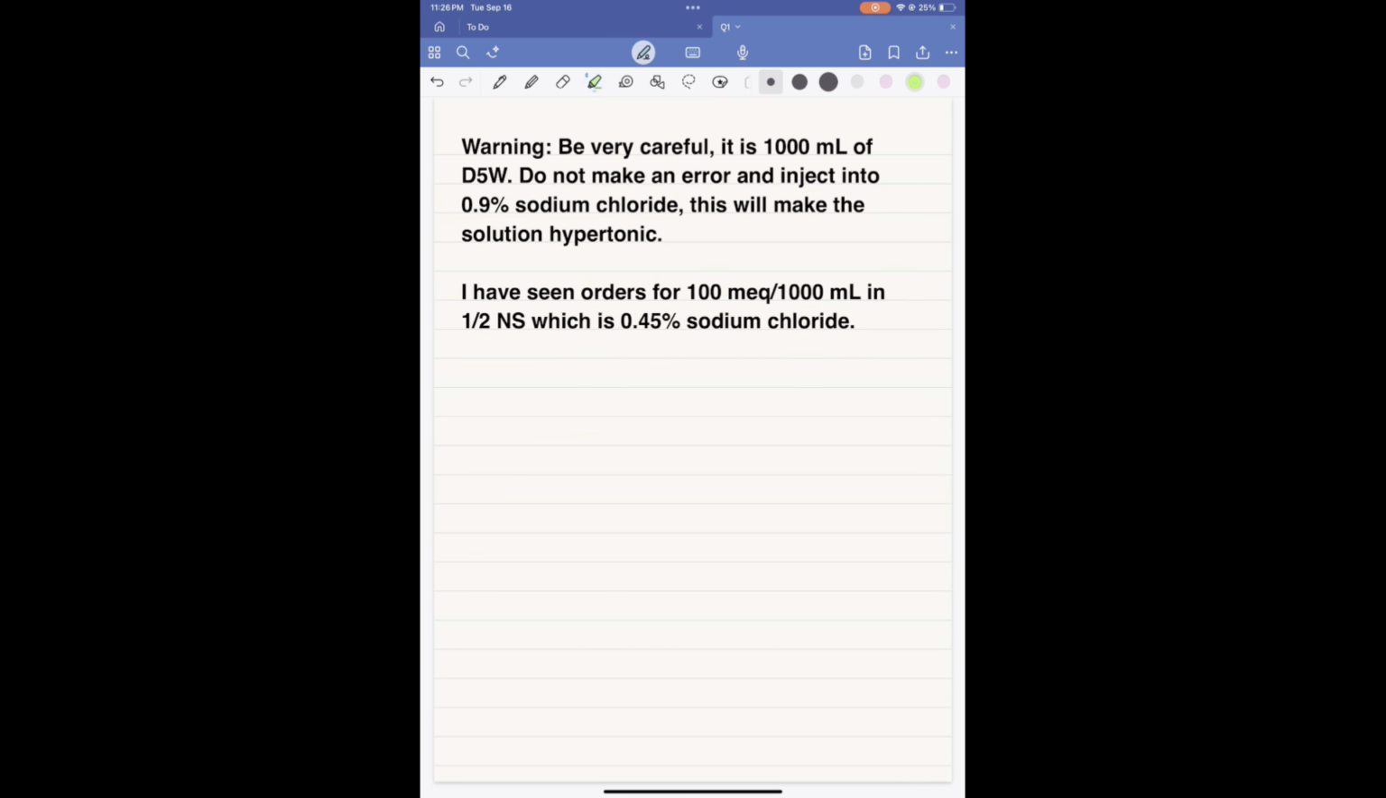Okay, I just want to give you a warning. I want you to be careful. 1,000 ml of D5W, dextrose 5%, is what we're using here. Do not use 0.9% NS, sodium chloride. Don't use NS because you're going to make the solution hypertonic if you put in 150 mEq of the sodium bicarb. So we don't do it. Don't make this error. We're using D5W. Again, be careful.